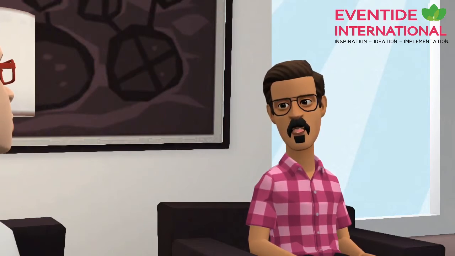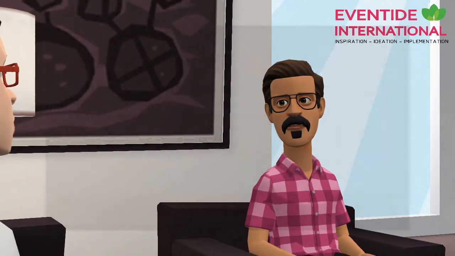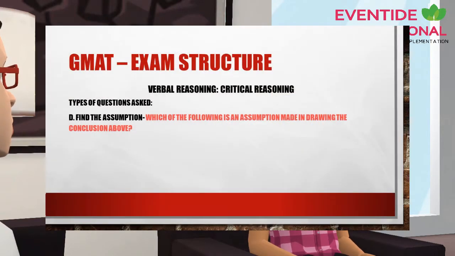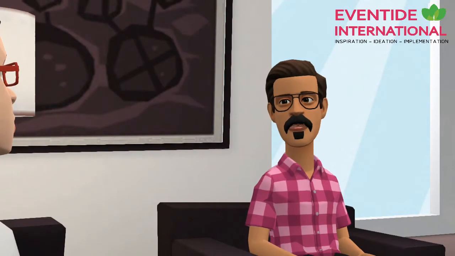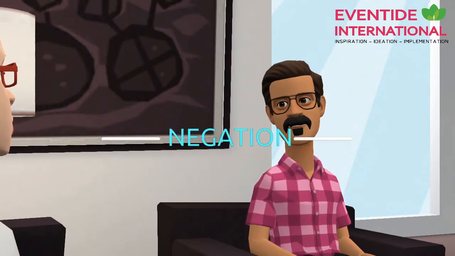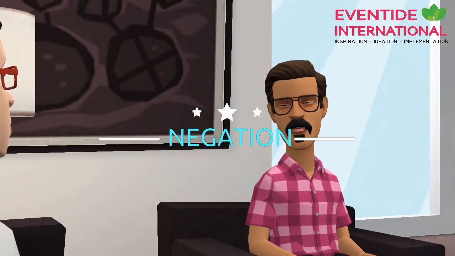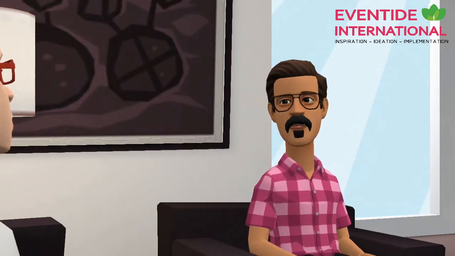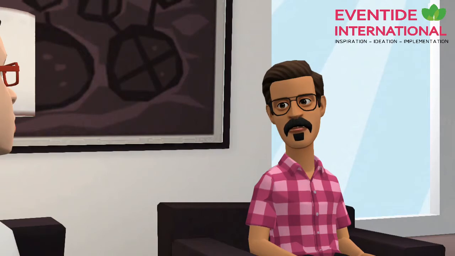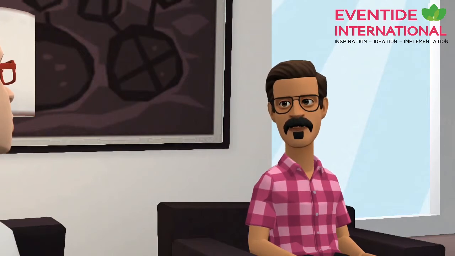The fourth type of question that you may face in the critical reasoning segment is finding the assumption-based questions. You will be given 5 different options out of which only one will help justify the argument. The method to solve such questions is the process of negation. We will discuss the process of negation in our upcoming videos. However, we can say that such questions are very easy to solve once you get acquainted with them.